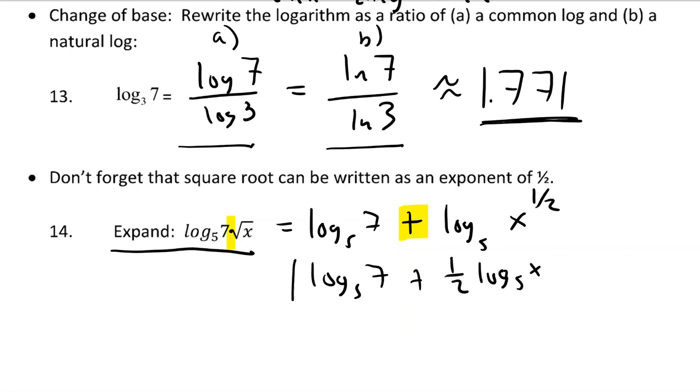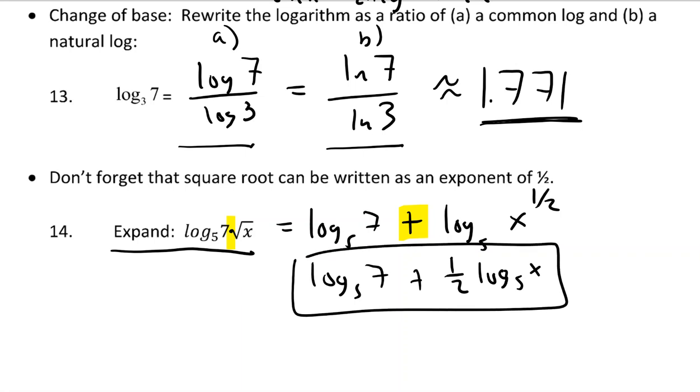And again, when you're checking your answers, if you just have a square root of x here, and this doesn't have a square root of x and there's a 1/2, you need to understand why theirs looks different than yours does.